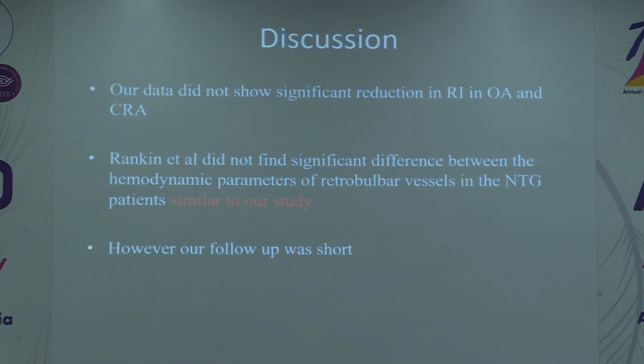However, our data did not show a significant reduction in resistive index in the ophthalmic artery and central retinal artery, but it showed a significant reduction in resistive index in the short posterior ciliary artery. Rankin et al. also showed a similar result to our study. However, our study had a small sample and a very short follow-up.